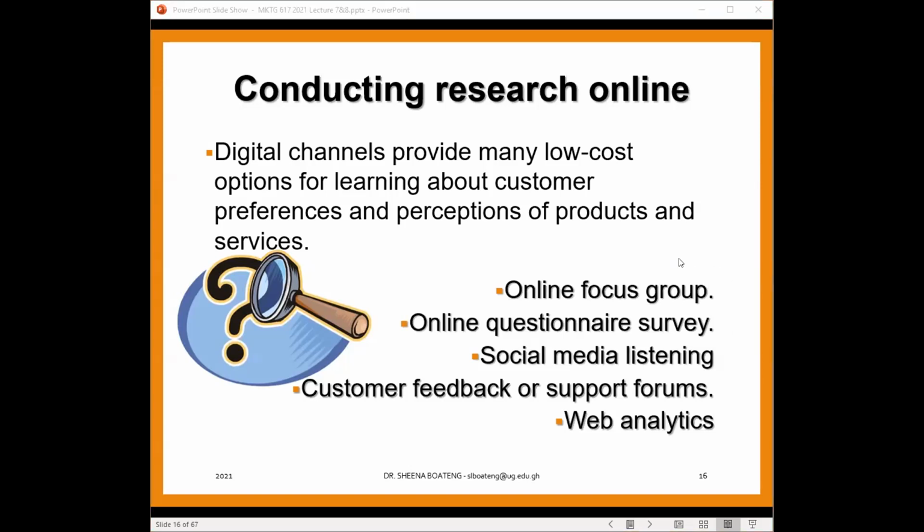We can also look at what pages they view most when they visit our website, as well as how much time they spend on our website and what activities they engage in while they are on our website. These are all, together with the others we have discussed, forms in which we can be able to conduct research online.